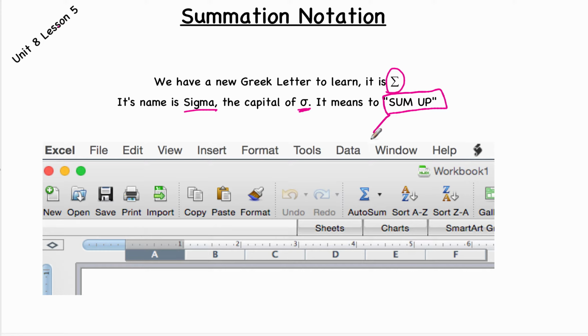And down here I have a snapshot of a Microsoft Excel page. And there it is right there. It says Auto Sum. So you can press this key in Microsoft Excel and it will automatically add up whatever column or row you're in.